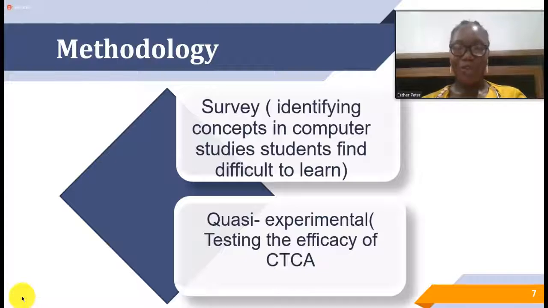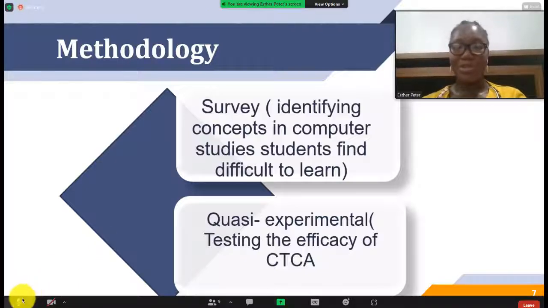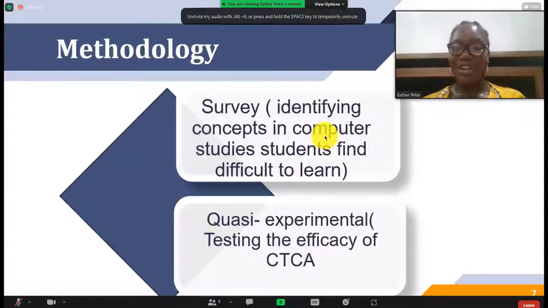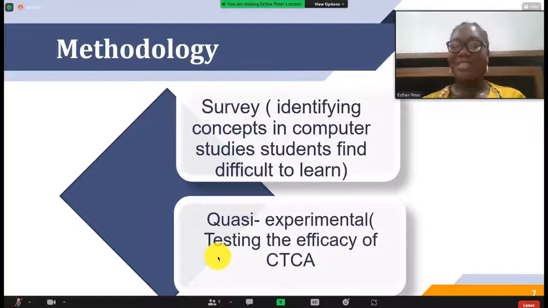The first one is the survey, where we identify the concepts in computer studies that students find difficult to learn. And the second one was the quasi-experimental, where we tested the efficacy of CTCA.